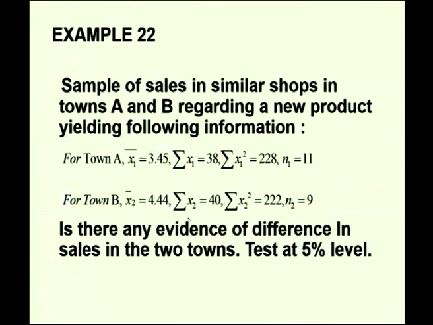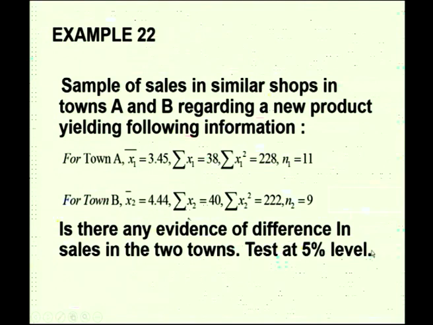Sample of sales in similar shops in towns A and B regarding a new product yielding the following information. For town A, x1 bar is equal to 3.45, summation x1, where i is equal to 1 to n1, is equal to 38 and summation x1 square is equal to 228, n1 is equal to 11. For the same shop in town B, x2 bar is equal to 4.44, summation x2 is 40, summation x2 square is equal to 222, n2 is equal to 9. Is there any evidence of difference in the sales in two towns?